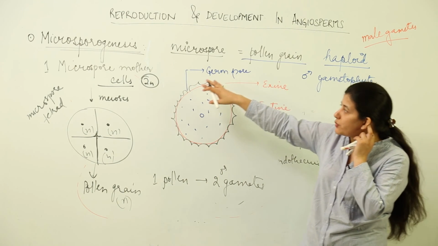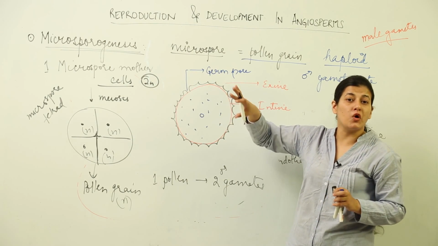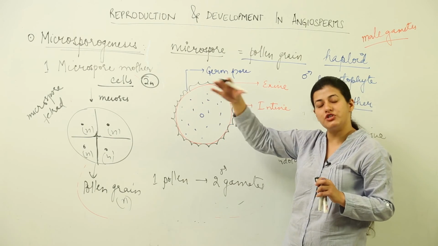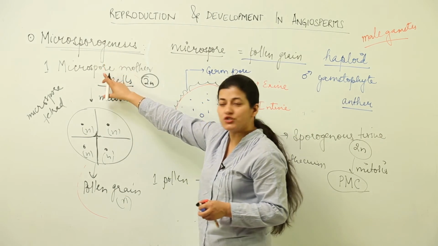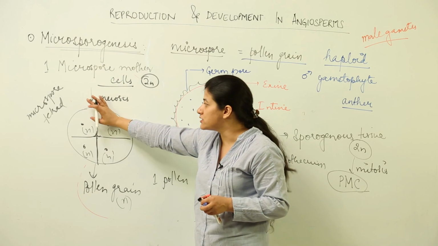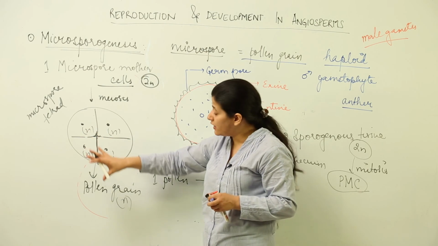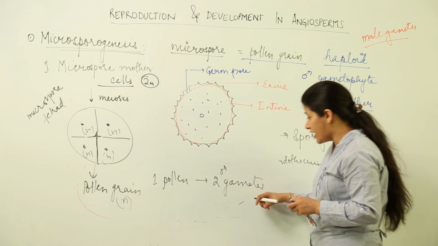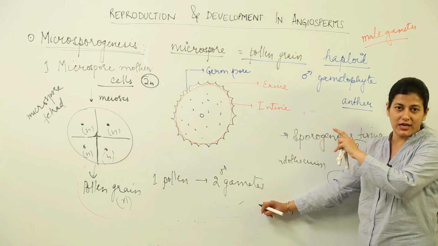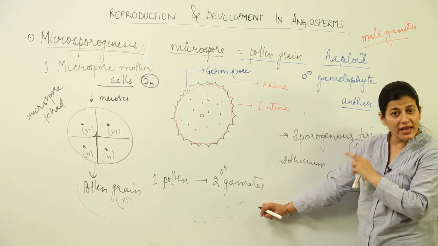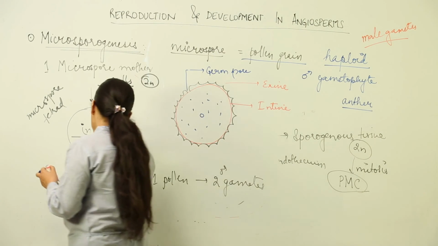We see that we had a lot of sporogenous tissue that had microspore mother cells, which differentiated from the sporogenous tissue lying inside the anther. Now, each microspore mother cell undergoes meiosis and forms four pollen grains. Each pollen grain is going to give rise to two gametes. So, you can make it out that one microspore mother cell is going to give rise to eight male gametes if it undergoes the entire process successfully.